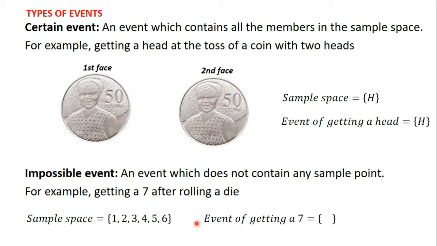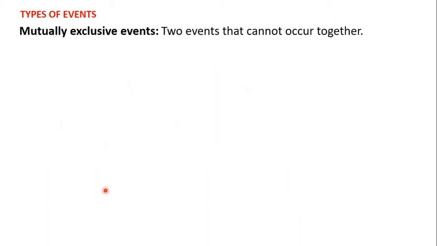So we've learned that for certain events, all the members in the event are contained in the sample space. But for impossible events, the event does not contain any of the sample points. The next type of event you are going to consider is mutually exclusive events. Two events that cannot occur together. If two events cannot occur together, they are referred to as mutually exclusive events.